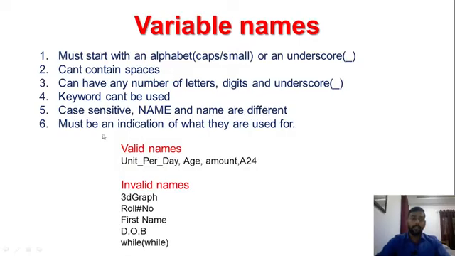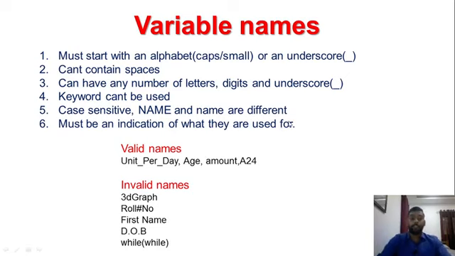Then the name must be an indication of what the variable is used for, as I've already mentioned. When you create a variable named roll number, we will store the roll number in that variable, because the name is an indication of what we store in that particular variable. These are the points to be taken care of while naming a variable.